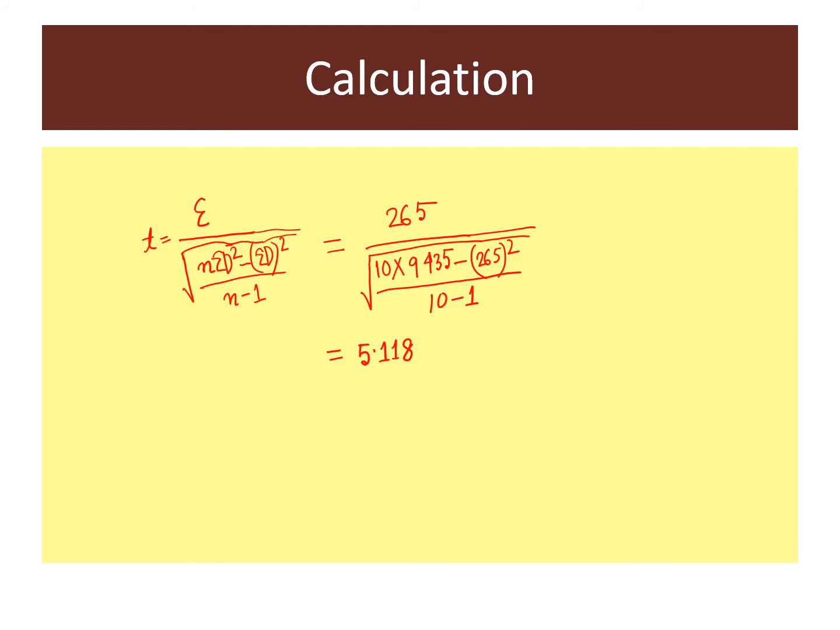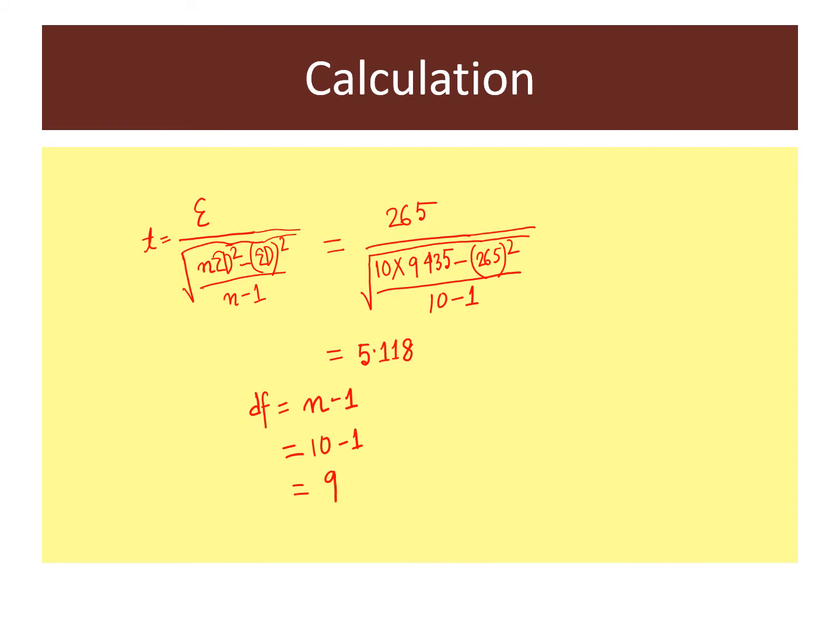And remember, one more important thing is degrees of freedom. We have to calculate the degrees of freedom. And the formula for this particular calculation is n minus 1. Always n minus 1 for paired sample t-test. Now it will be 10 minus 1 because 10 individuals are over there. So it will be 9.